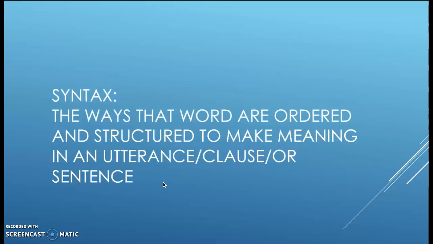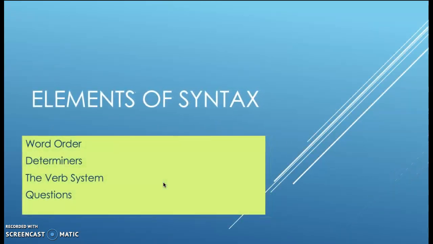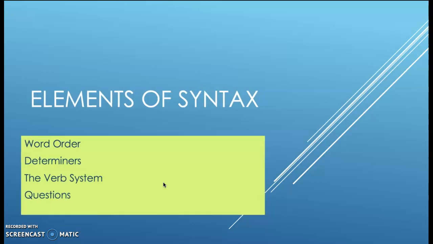So syntax defined is basically the way that words are ordered and structured to make meaning in an utterance or a clause or a sentence. It is what we call simply grammar. There are some elements of syntax that are very important that you will encounter as you do your exploration of the websites and resources available in the module. There are things like word order, determiners, the verb system, and questions, and we'll talk a little bit more about them.